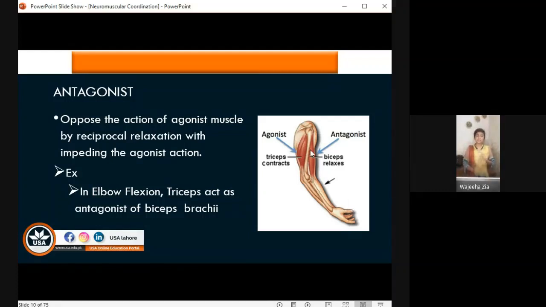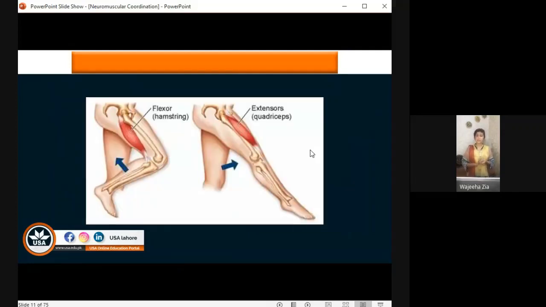In this diagram, you can see now the action is opposite. Now the elbow is going into extension. The triceps is the agonist. Now the biceps is working as a relaxing muscle, as an antagonist. So all the movements are an integrated action of the agonist and the antagonist. This is one more example from the lower limb. Let's talk about the knee joint.